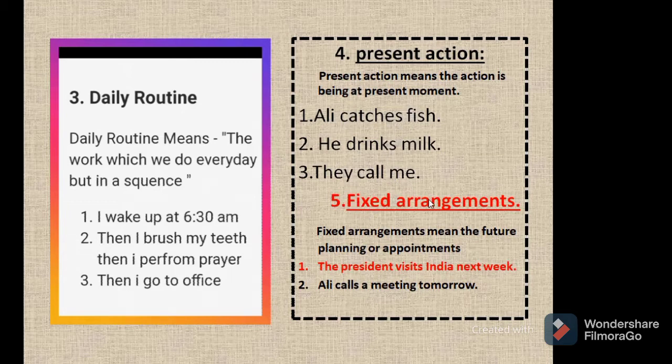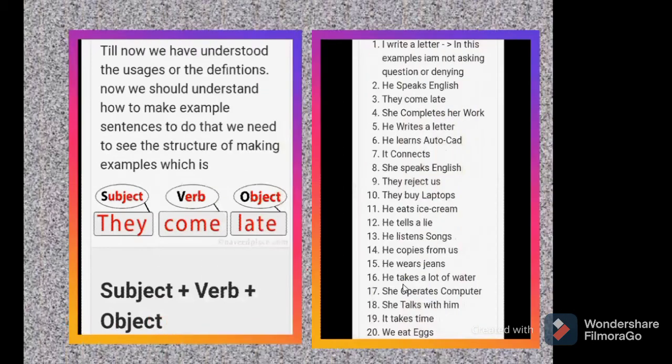Number five, fixed arrangements. Fixed arrangements mean the future planning or appointments. For example, the president visits India next week. So the president will visit India next week, but here we use present indefinite. Second, Ali calls a meeting tomorrow. This is also future planning, but here we use present indefinite. So you have understood that present indefinite tells us about our habits, about our daily routine, about our plannings, etc.